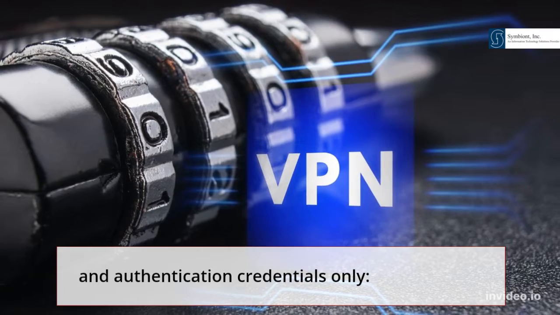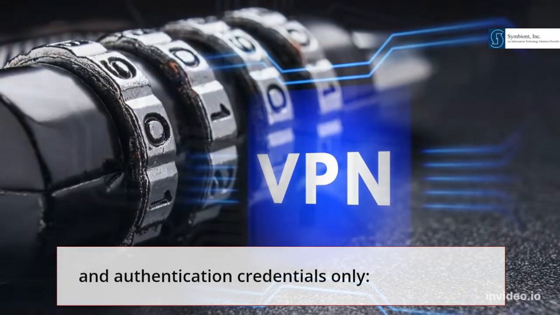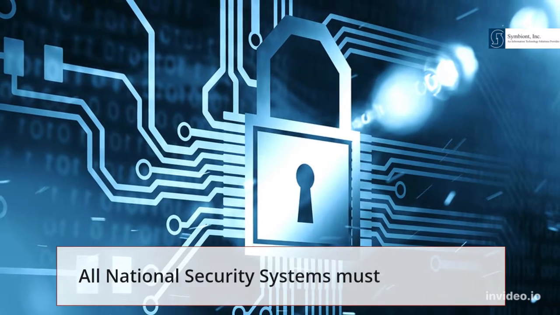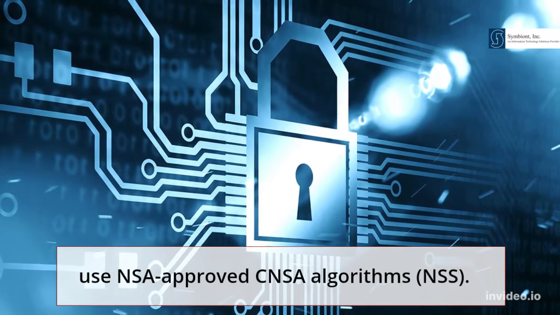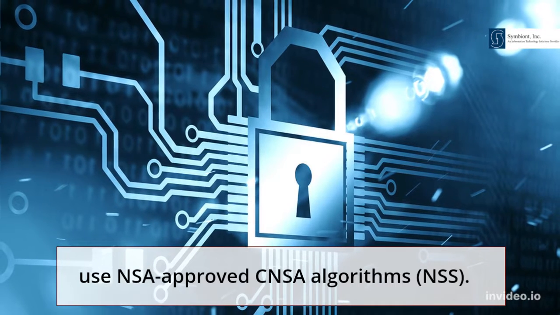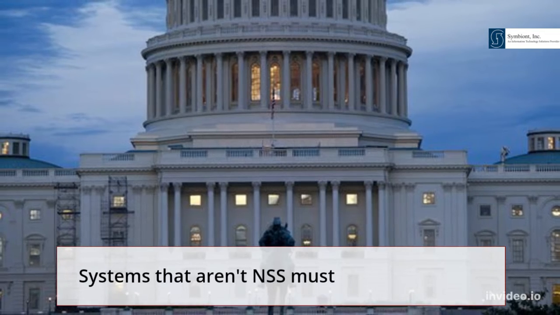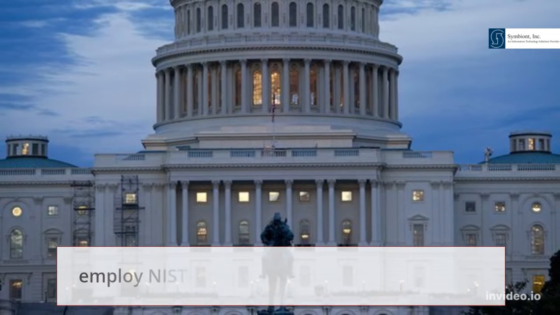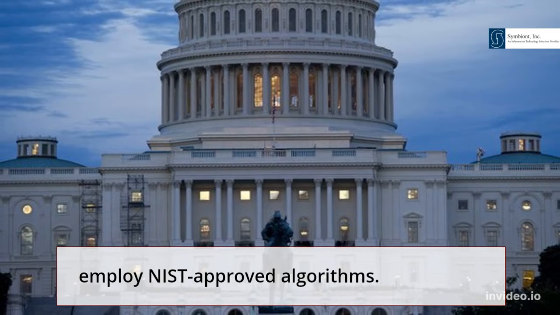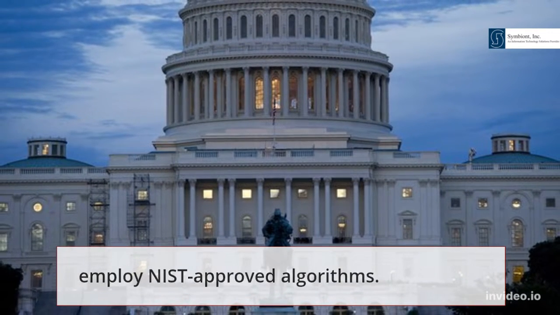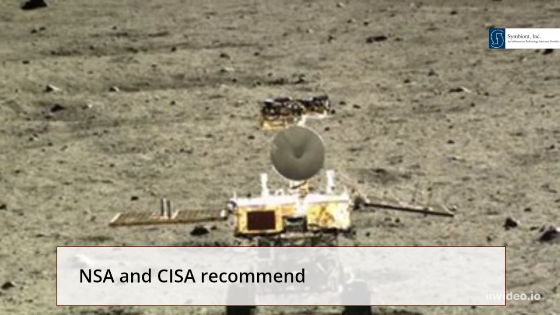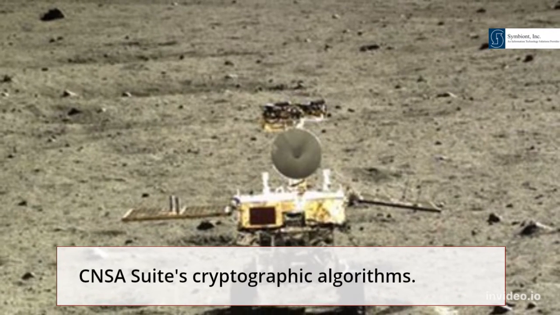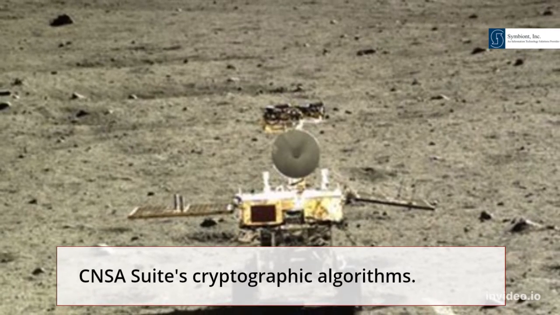The algorithms in the NSA-approved Commercial National Security Algorithm (CNSA) suite must be used by all National Security Systems (NSS). U.S. government systems that aren't NSS have to use the algorithms that NIST tells them to use, which includes the algorithms that are approved to protect NSS. NSA and CISA recommend that other systems use the CNSA suite's cryptographic algorithms.